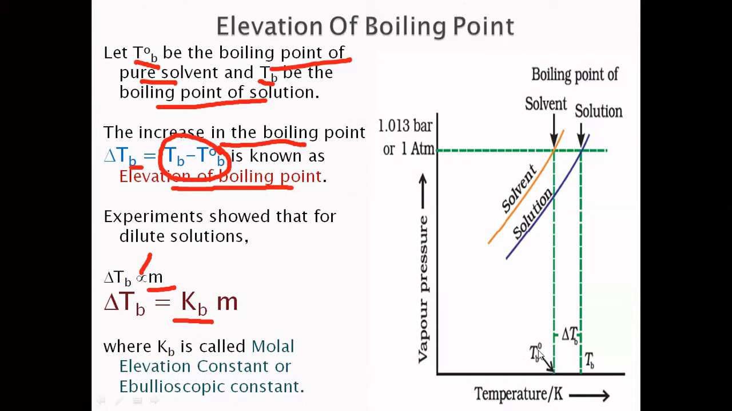But at this temperature, which is T naught B, the vapor pressure of solution is this much, but this is not equal to one atmosphere. But at this temperature the vapor pressure of the pure solvent is equal to 1 atm, and that is why T naught B will be called the boiling point of solvent. If we increase the temperature, we see at TB the vapor pressure of solution also becomes equal to 1 atm, and that is the reason TB is known as the boiling point of solution. As can be seen from this figure, there is a difference between T naught B and TB, which is delta TB, and delta TB is known as the elevation of boiling point.